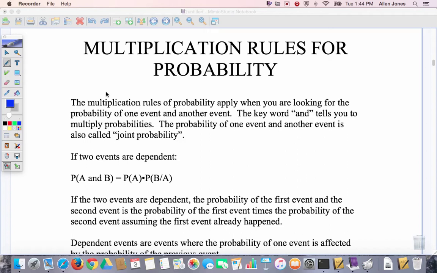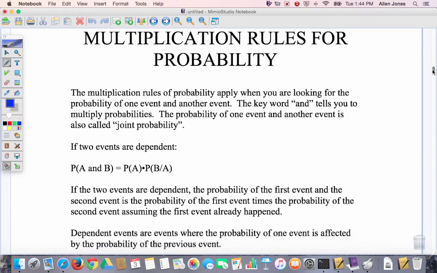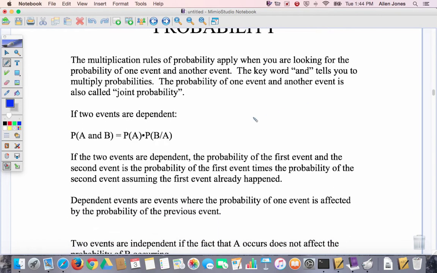With multiplication rules, we might select 3 people and find out whether they could do this, or we might pull out 5 cards from a deck of cards and find out which ones are which. So our probability of several events happening in succession would be our multiplication rules, and those multiplication rules are based on one basic idea: whether or not events are independent.